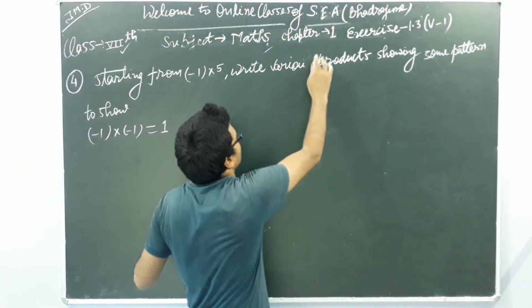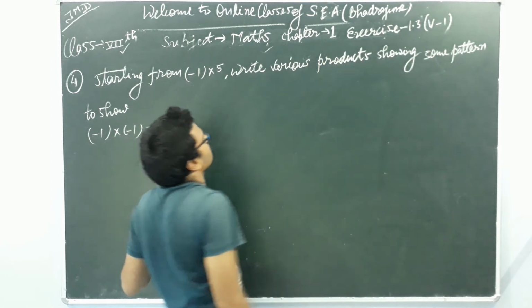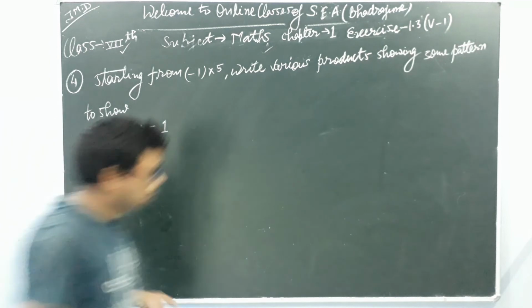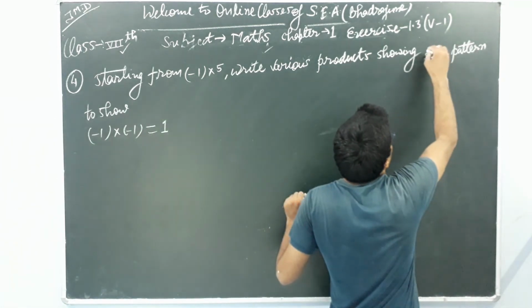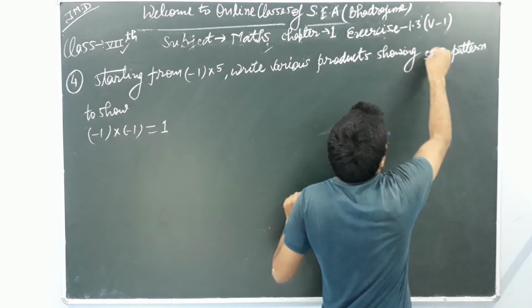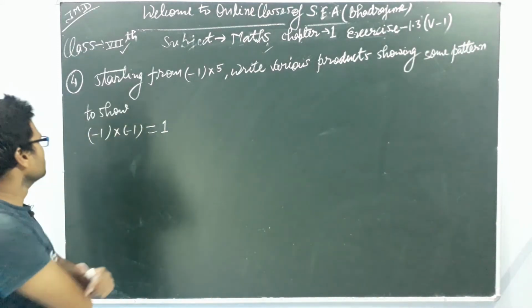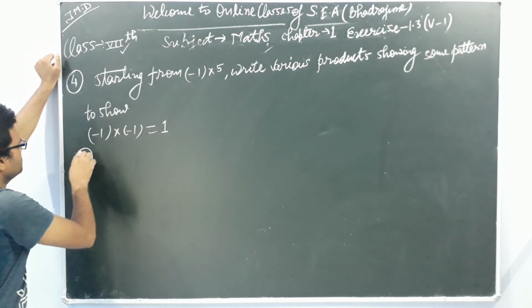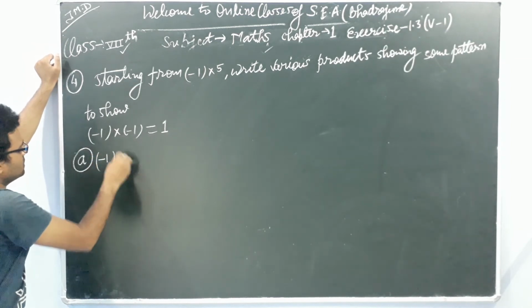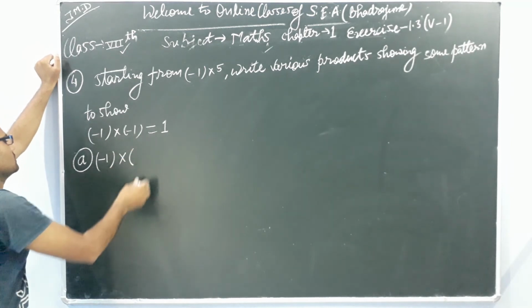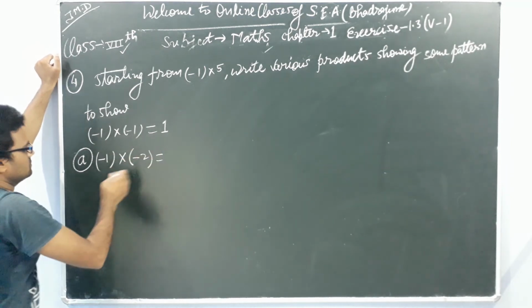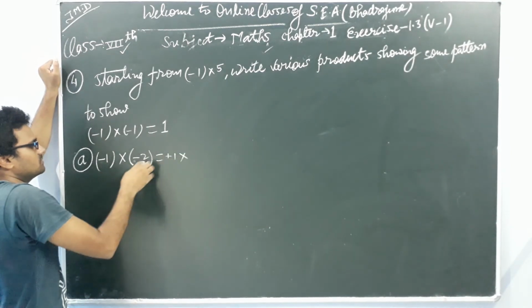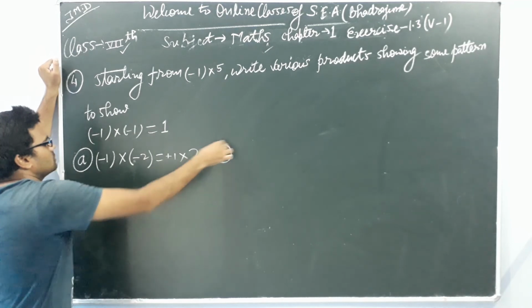Now here we have to take 4 more patterns. So what we will do is, when minus 1 is multiplied with minus 2, minus gets multiplied with minus, then it is plus 1, and which is multiplied with 2, then our final answer is 2 only.